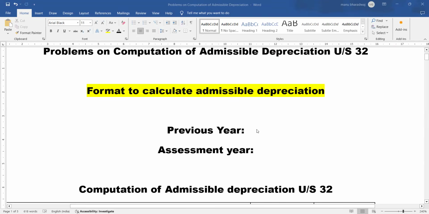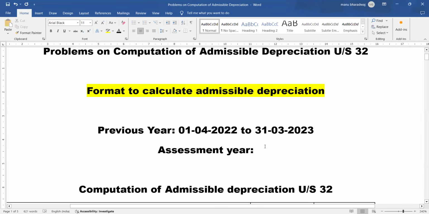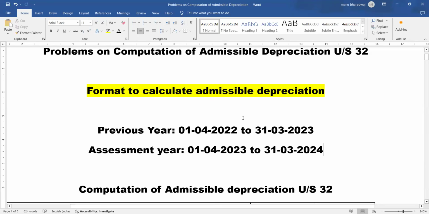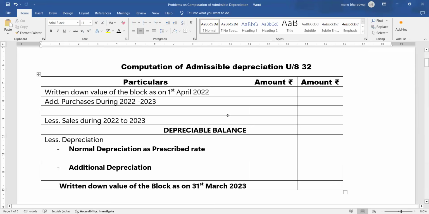First, we all know that our previous year starts from 1/4/2022 to 31st March 2023. This is our previous year. And our assessment year starts from 1/4/2023 to 31st March 2024. This is our previous year and assessment year. I have told about these things in the income tax 1 lectures. Now there is a format to calculate the admissible depreciation under section 32.